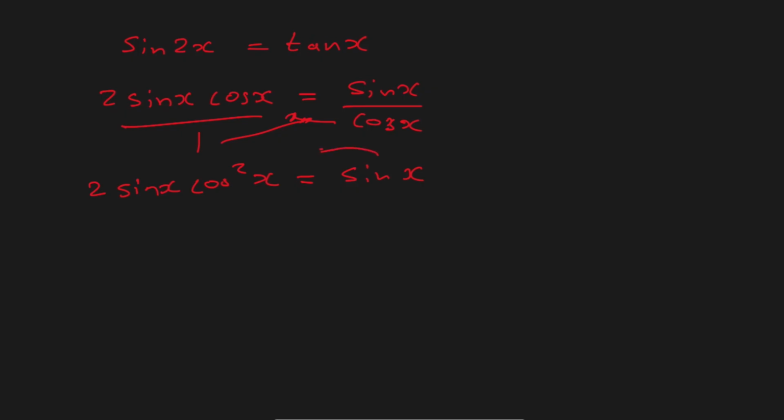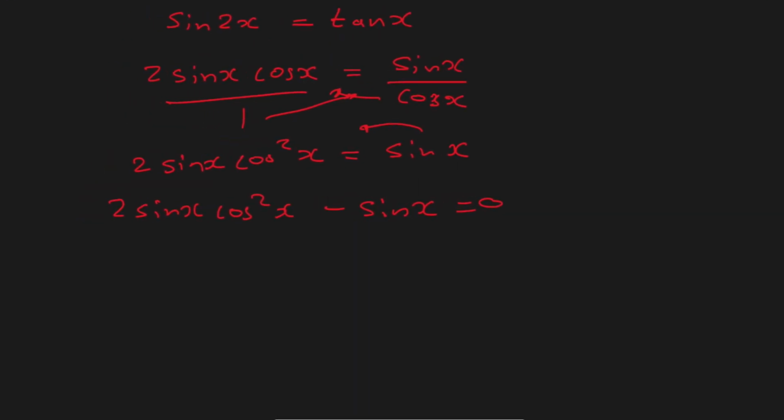So now we can transpose this to the other side. Remember, you don't divide. If you divide, you are getting rid of other solutions. So you transpose it to the other side. We have 2 sine x cos squared x minus sine x being equivalent to 0. So in this case, we can take out the common factor as sine x. If we take out sine x as a common factor, what we're going to get is 2 cos squared x minus 1 being equivalent to 0.